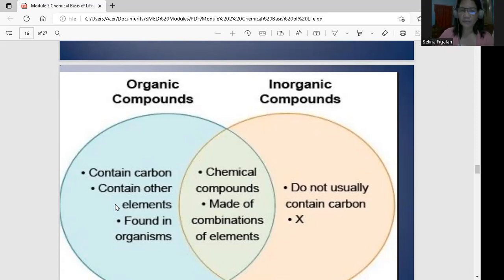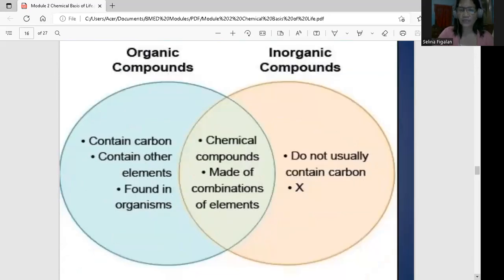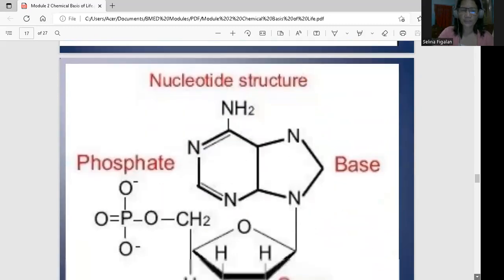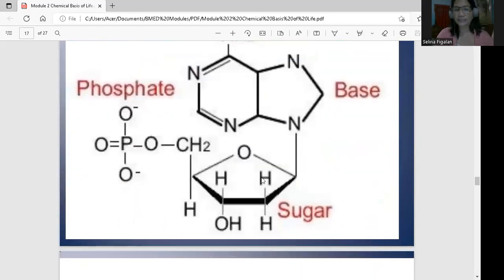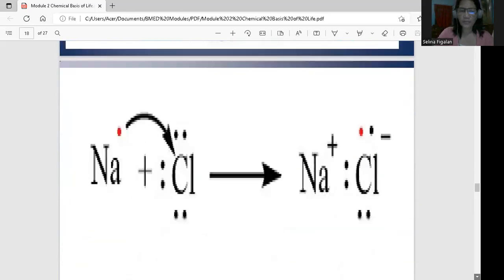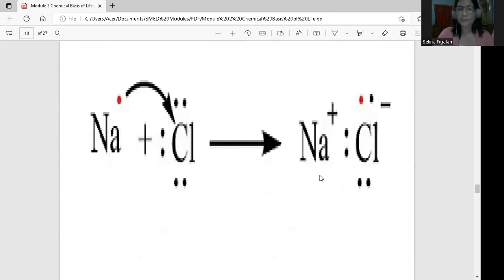So that's the difference. How about inorganic compounds? One example is sodium chloride. Sodium and chlorine have no carbon content. So that's the difference between organic and inorganic compounds. This is an example of a nucleic acid. If you look, it has carbon and hydrogen. How about inorganic compounds? They have no carbon content, or no carbon and hydrogen bonds.